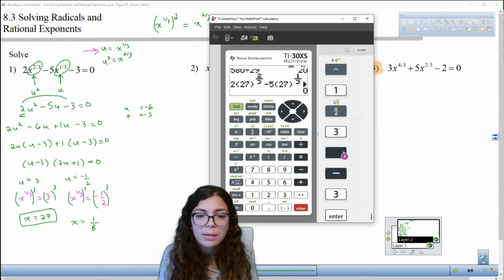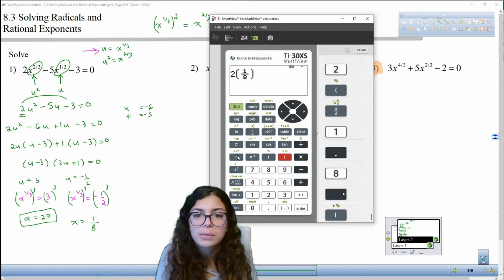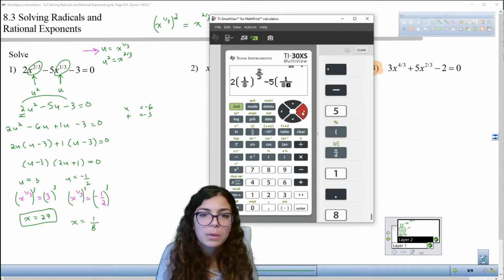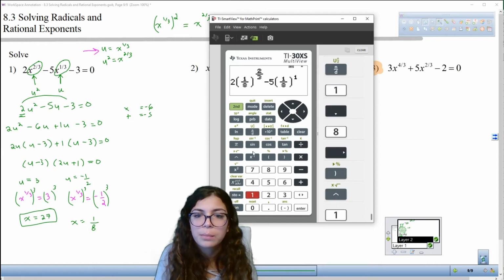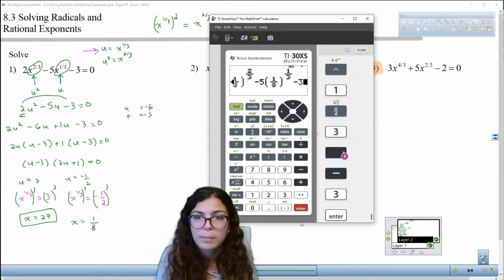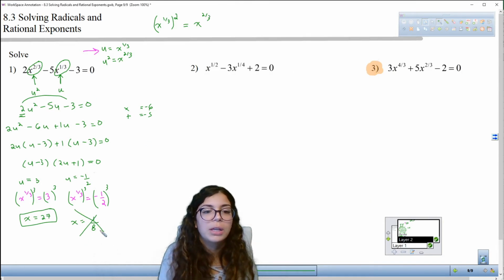Let's check -1/8 next. So 2 times, parentheses, fraction -1/8 to the power of 2/3 minus 5, oops, that's a negative, minus 5, times the fraction x, which is the fraction -1/8, to the power of 1/3 and minus 3. Okay, now that gave me -5. -5 does not equal 0, so this is actually an extraneous solution. So the answer is 27.